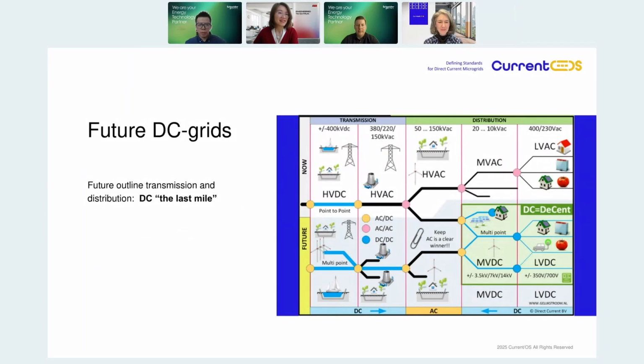What is the future of DC grids? In the upper part, the situation now is shown. We have only high voltage DC transmission between continents, but the lower part is the future situation, where DC is moving from high voltage to more medium voltage applications, but also from low voltage applications into the medium voltage applications.